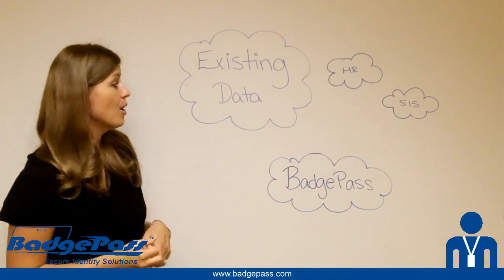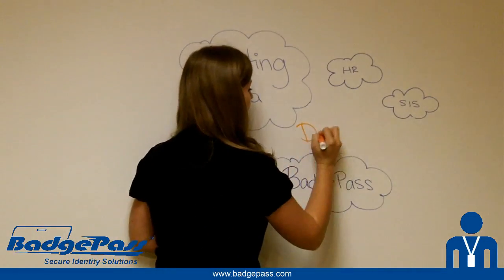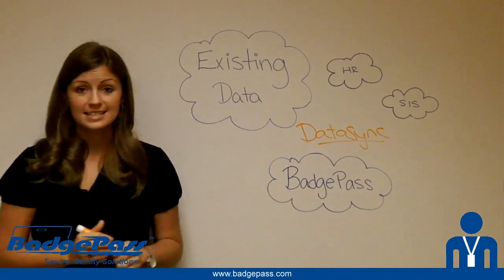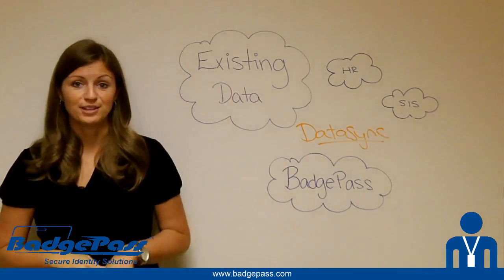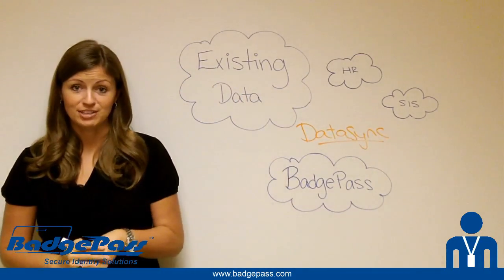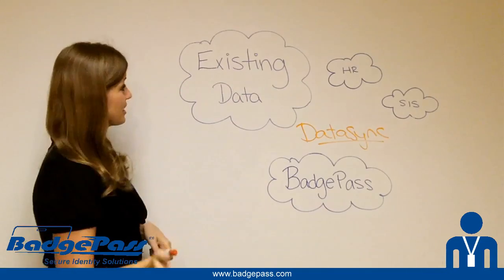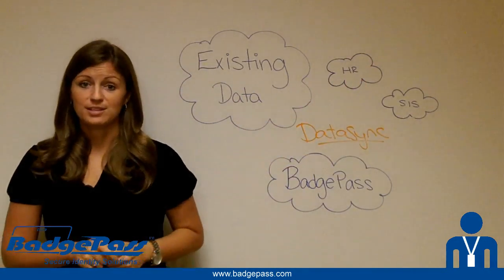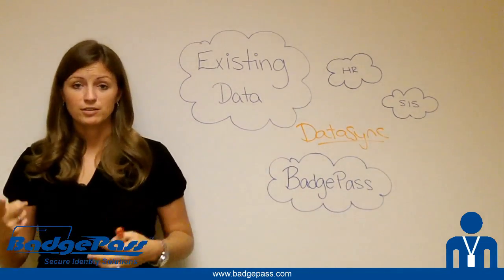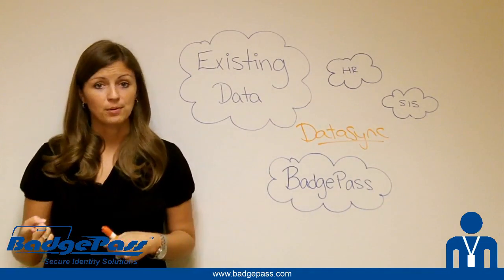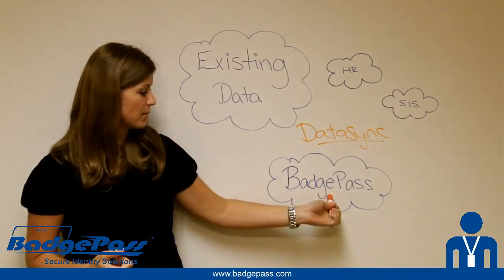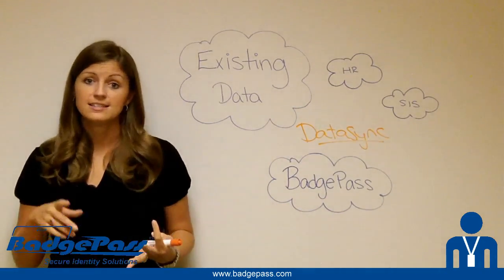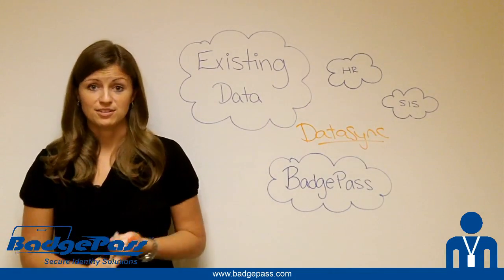Okay, so what we came up with is a utility called DataSync. And basically, DataSync allows you to sync up with all of your customers' existing database information. Pretty simple, right? So here's the concept. You take your customers' existing data, like their HR database of employees, for example, and you can do one of two things. You could do a one-time import of all of that data into the BadgePass system, and then it's automatically available for them to use to print photo IDs, grant access rights, and for visitors to visit in Visitor Manager.